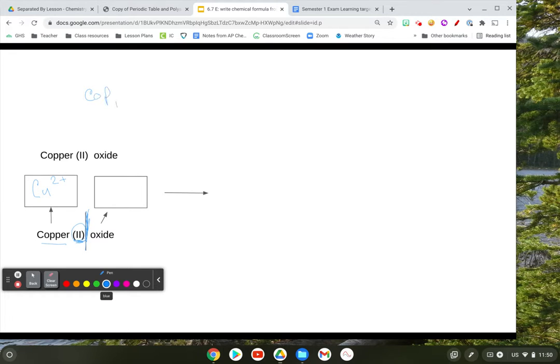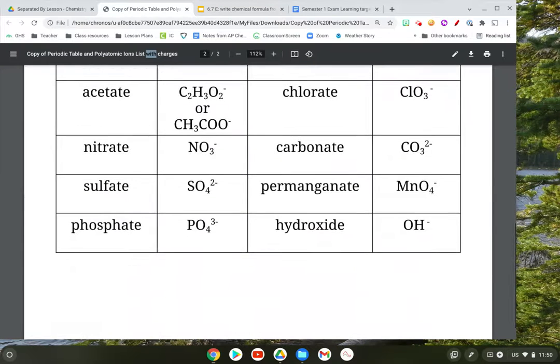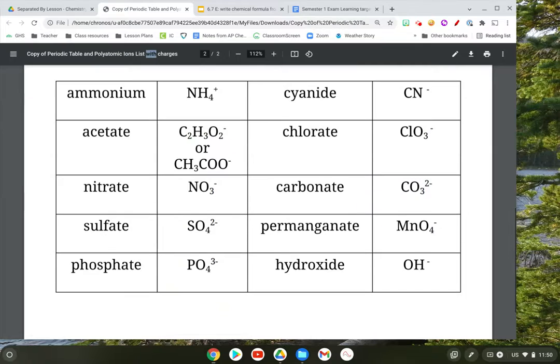All right, if the name of the compound was copper 1, that would be Cu1 plus. Since copper can have more than one charge, we have to communicate what that charge is. All right, so I have copper 2 plus, and then I have oxide. Again, I'm going to look at the polyatomic ion list to see if this is a polyatomic ion. As I scan through, I don't see anything that is exactly oxide. I see hydroxide, but it needs to be exactly one of these. It can't be kind of spelled like it. It needs to be exactly this.